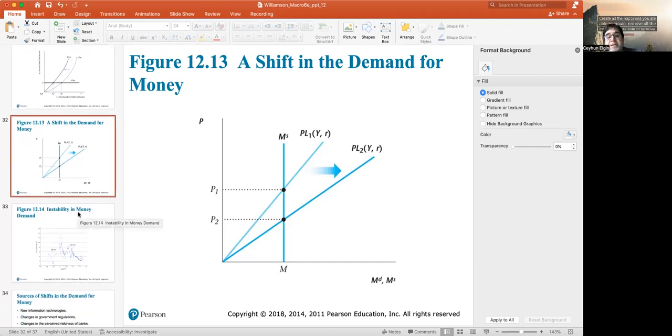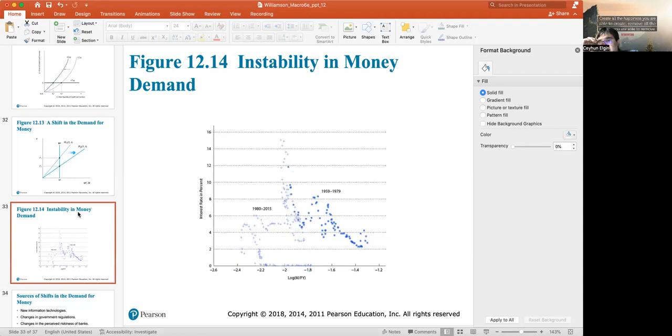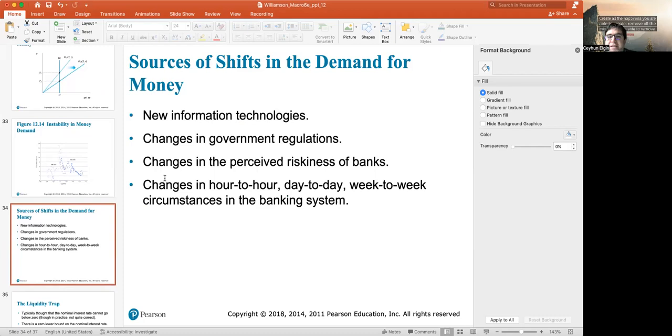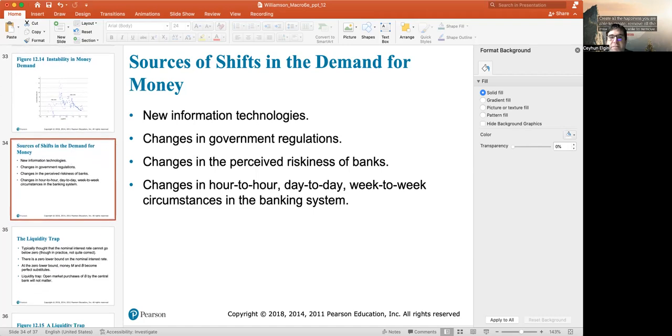And actually, this money demand is quite an unstable variable. It can change within 1 week, 1 day, 1 month, whatever. Here there are some potential factors that can cause a shift in the money demand, all around. That is why the central bank should keep it under control and monitor it closely, because changes in regulations, perceived riskiness of banks, and new information technologies can potentially change the money demand in various directions.